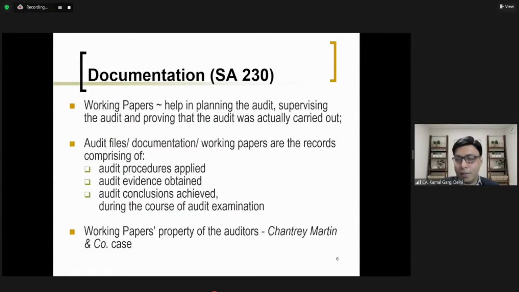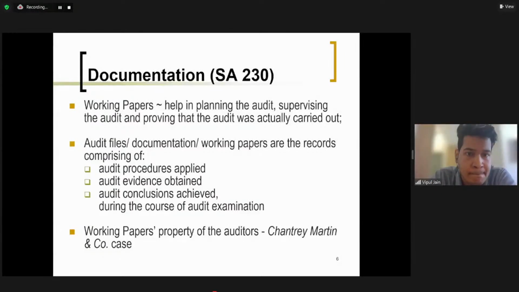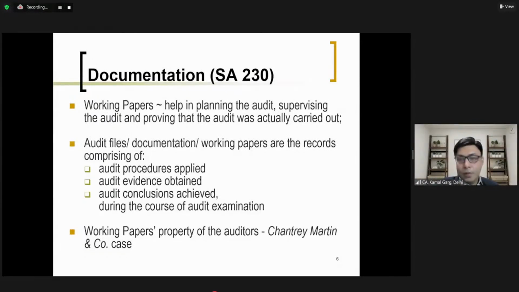Any answer, Vipulji? Not so far, sir. Okay. So let us understand audit risk in a way. I am asking one question. Please try to answer this question. Then I will show on the screen.